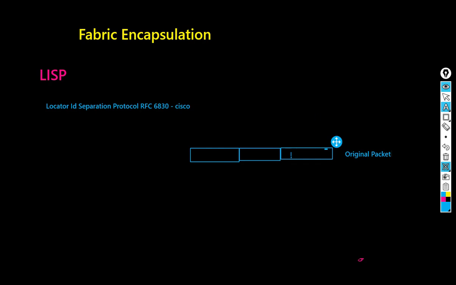So basically, LISP solves these limitations by separating the reachability info into the routing locator, which is RLOC, and the endpoint identifier, that is EID. This separation allows for better scale and more agile networks, because the actual endpoint IP address can be abstracted and doesn't need to be known by the underlay networks.